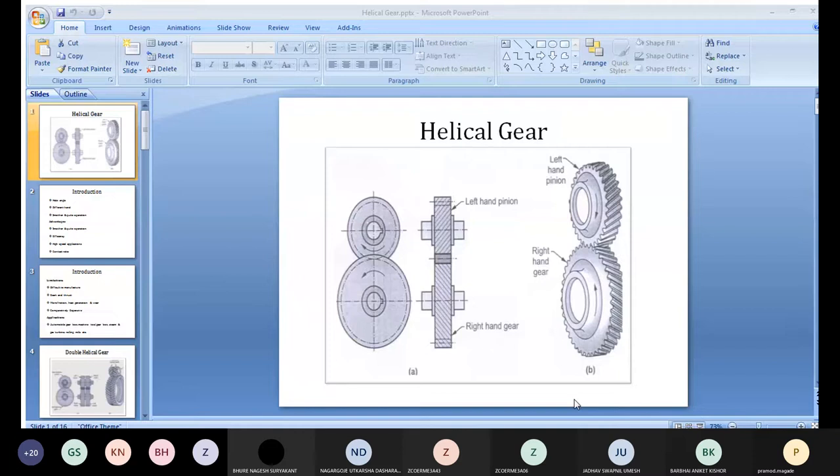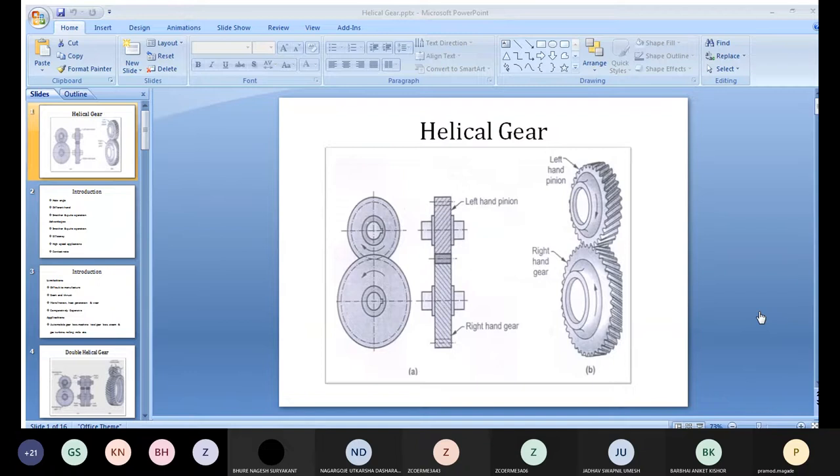So second point, write down. It can transmit motion from one shaft to another, which are parallel to each other. Correct. This will be the second point. Third point, write down.